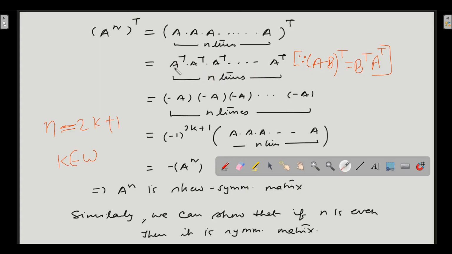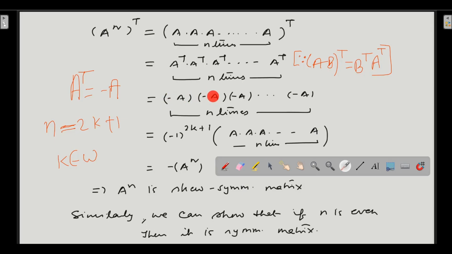Now from the definition of skew-symmetric matrices, what do we have? A transpose is equal to minus A, by definition of a skew-symmetric matrix. It is given that A is skew-symmetric, so A transpose will be equal to minus A. So replacing each A transpose with minus A, and so on and so forth up to the last element, n times.